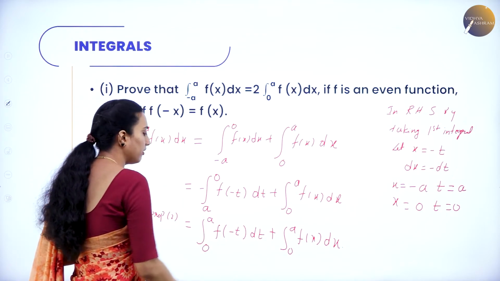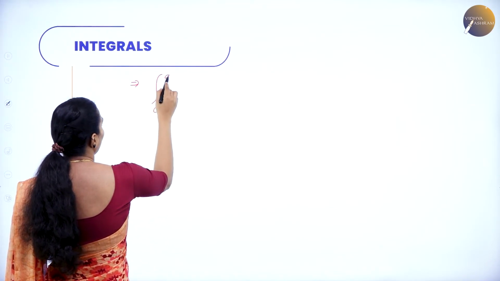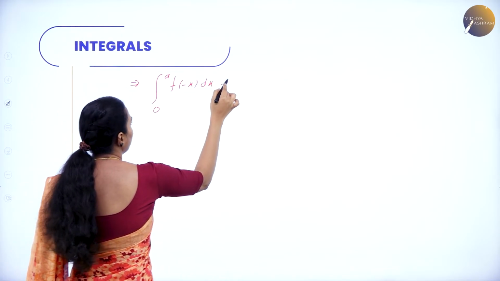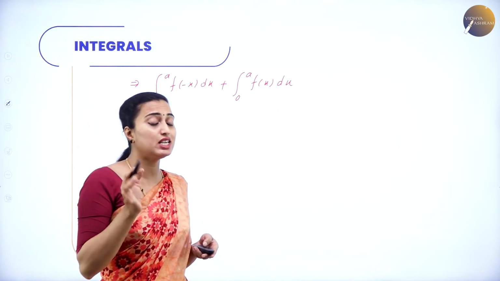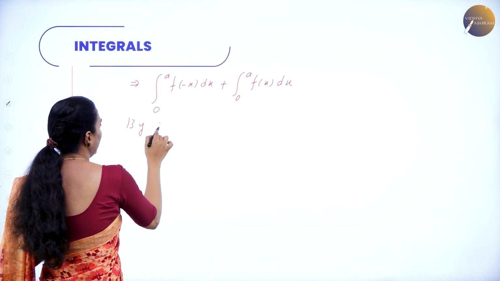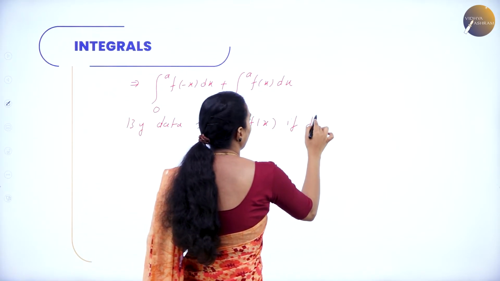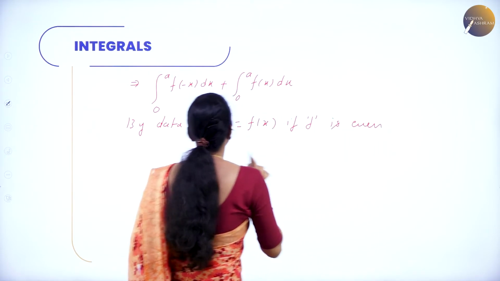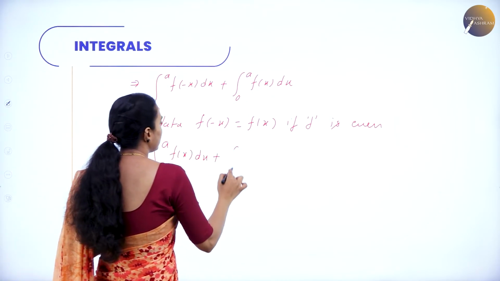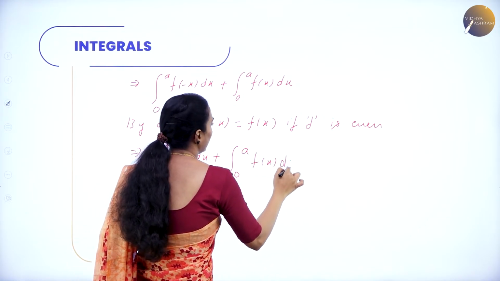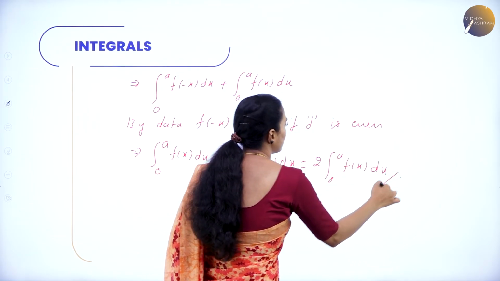Now, they have given by changing the variable, limit does not affect. So, therefore, you can have, which implies that integral 0 to a f of minus x into dx plus 0 to a f of x into dx. They have given the condition if f of minus x is f of x. So, by data, f of minus x is equal to f of x if f is even, right? If f is even. So, therefore, we can substitute, which implies integral 0 to a f of x into dx plus 0 to a f of x into dx, which implies 2 times of 0 to a f of x into dx. So, this is what the proof.